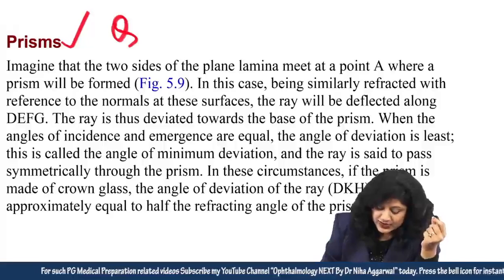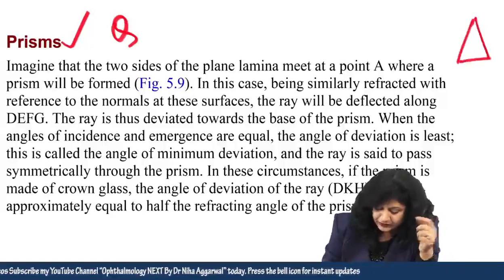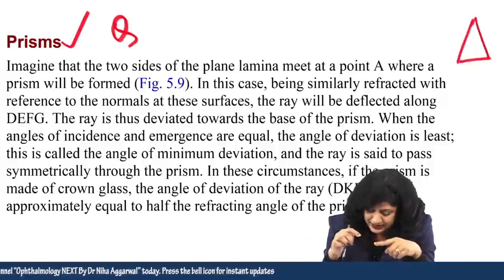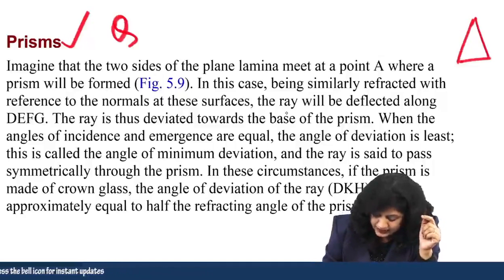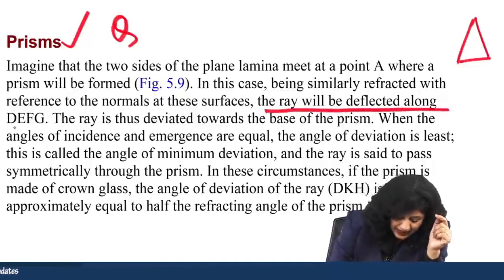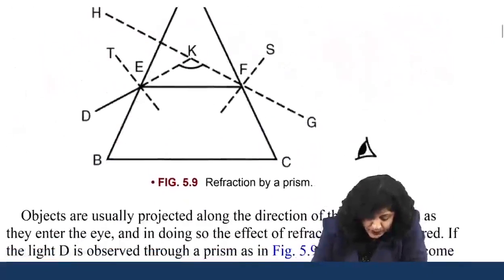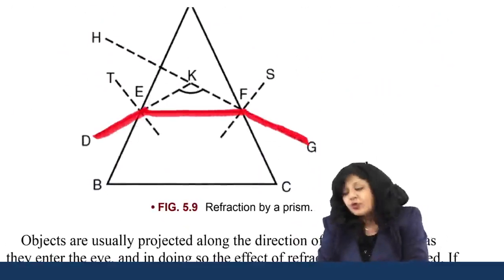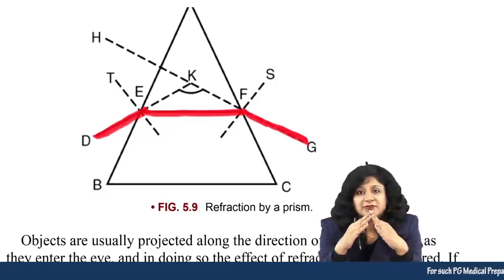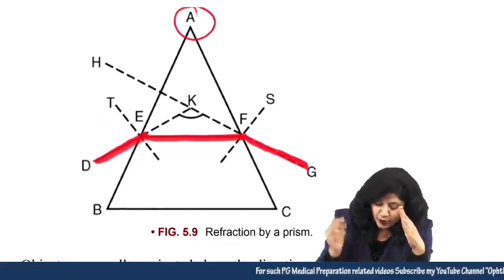Imagine that two sides of a plane lamina are meeting at a point A, and we are forming a prism there. In this case, being similarly refractive with reference to the normals at these surfaces, the ray will be deflected along DEFG. Now let us look at picture 5.9. What is DEFG? DE, then we have F, and then G. If I combine two plane surfaces at the apex A, then it is forming a prism.